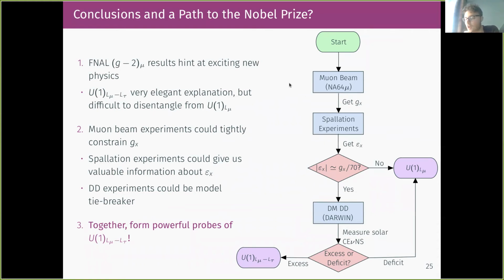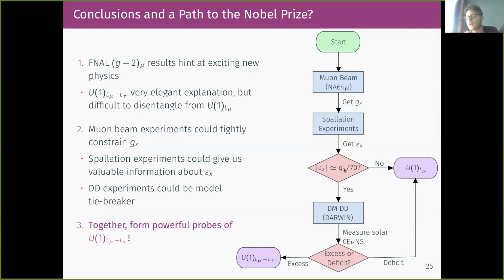So I'll leave these conclusions here, and also this very nice kind of strategy that we can follow here to get to a Nobel Prize. So we can get to our muon beam, get our coupling. We then go to our spallation experiments. We've got our kinetic mixing. If we find a value that is not g_x over 70, then we know we have an L_mu. That's kind of part of the problem solved.